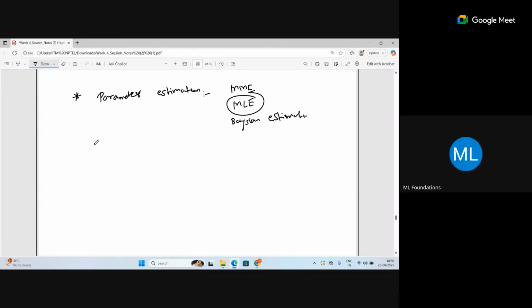So we estimate the parameter of the distribution, because all of these parameters define the shape of the distribution, right? They define how it is varying, right? And if I know those parameters, I'll be able to calculate the probabilities very easily, right? So that is the idea behind it.